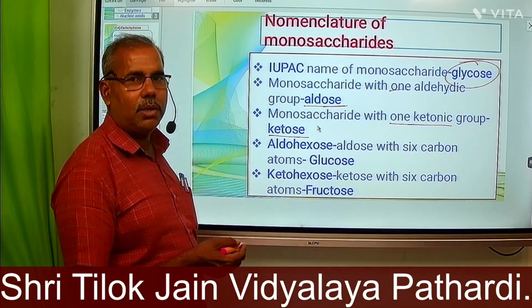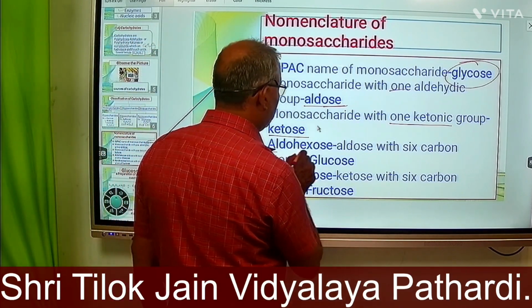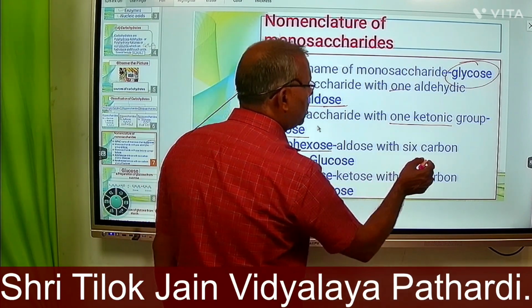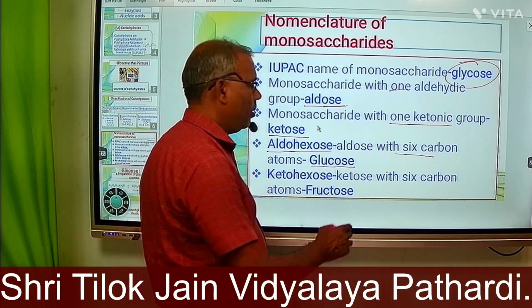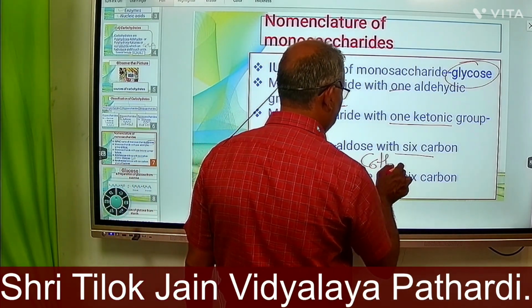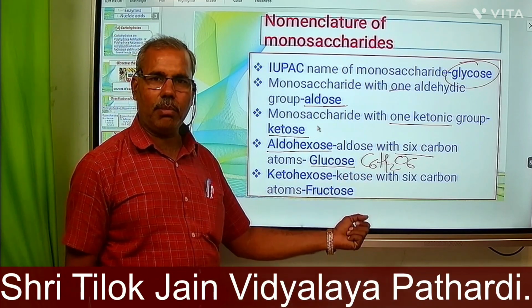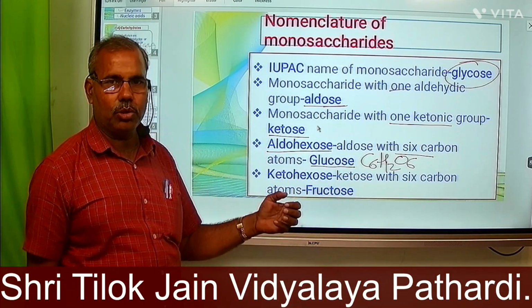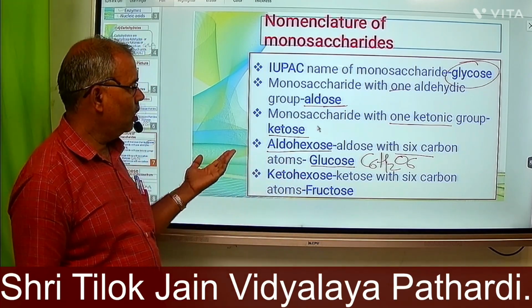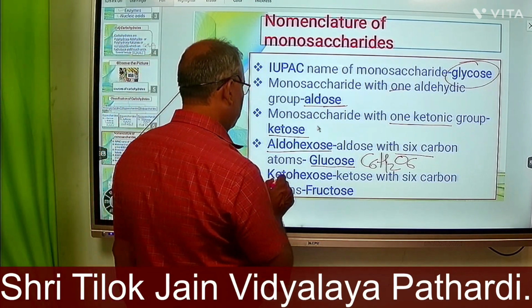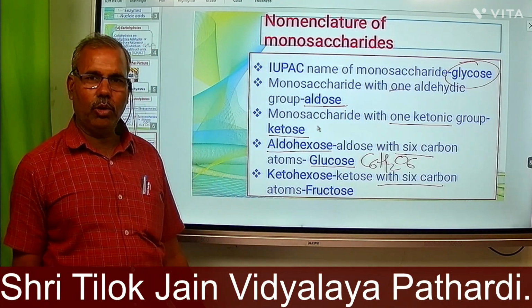From the number of carbon atoms present in aldose or ketose, they are further named, for example aldohexose. Here hex means 6, so aldose with 6 carbon atoms. The example of such an aldose is glucose. We know the molecular formula C6H12O6, and glucose contains an aldehyde group and 6 carbon atoms, so its name is aldohexose. Similarly, there may be aldopentose, aldotetrose, etc.